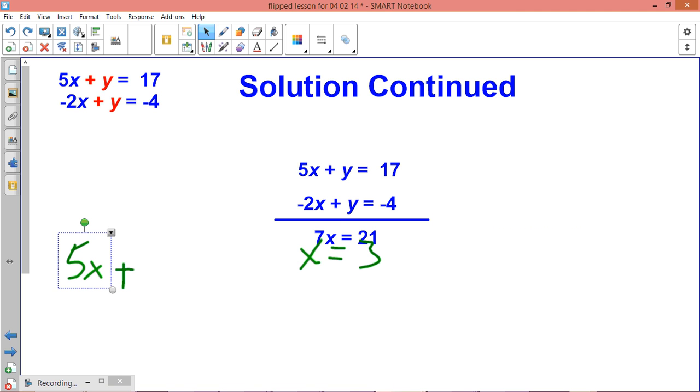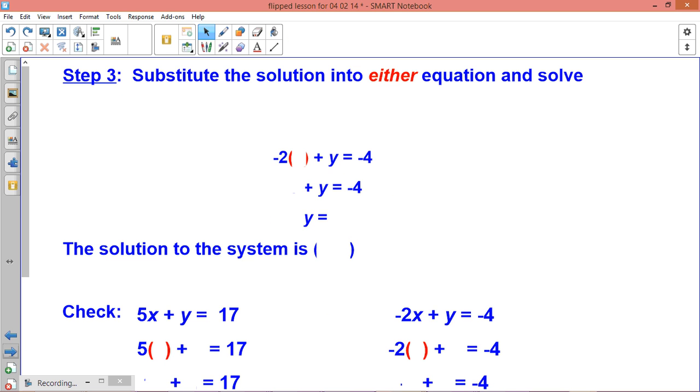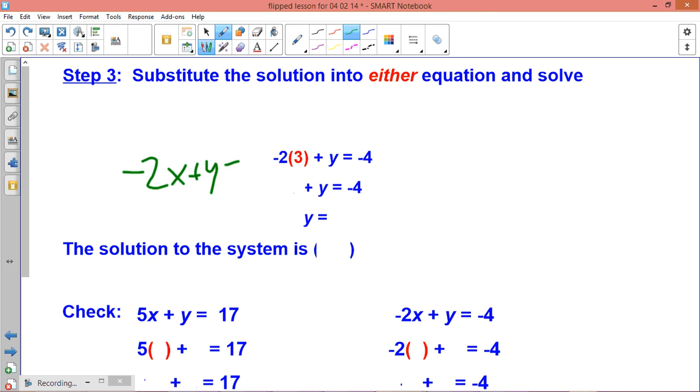I've already solved this down here. I just remembered that. So x equals 3. I think the solution's actually on the next page. Yeah, so I'm going to plug it into either equation. So I'm going to plug it into the equation where I had negative 2x plus y equals negative 4. I plug it in there. I get negative 6 plus y equals negative 4. When I add 6 to both sides, I get that y equals 2. So my solution is going to be 3, 2.